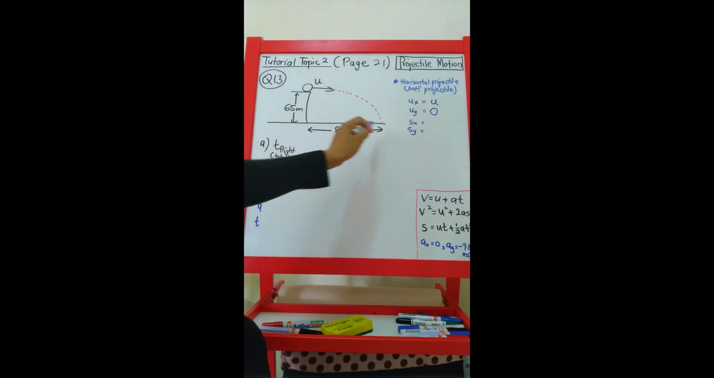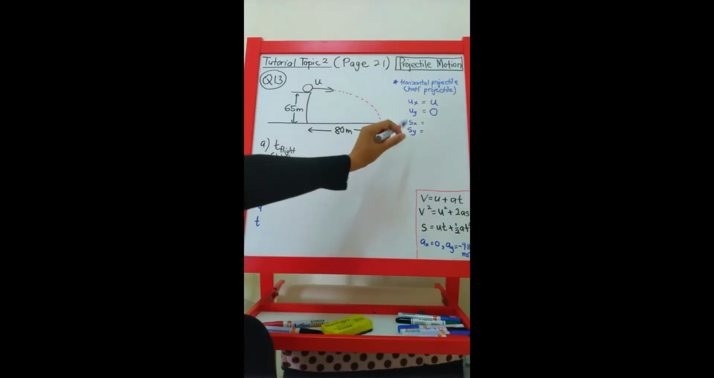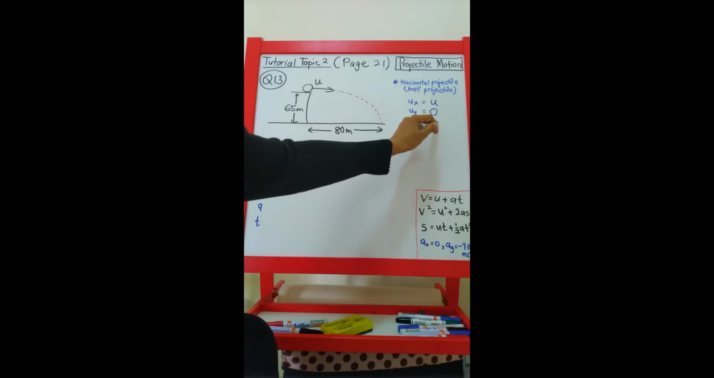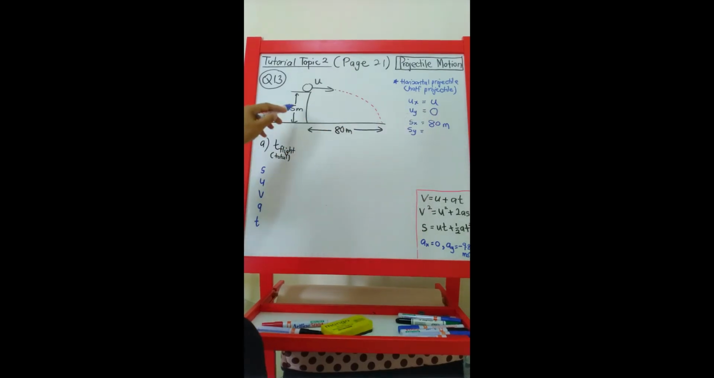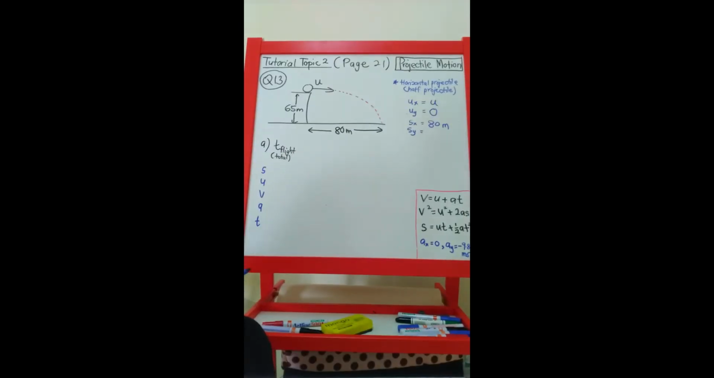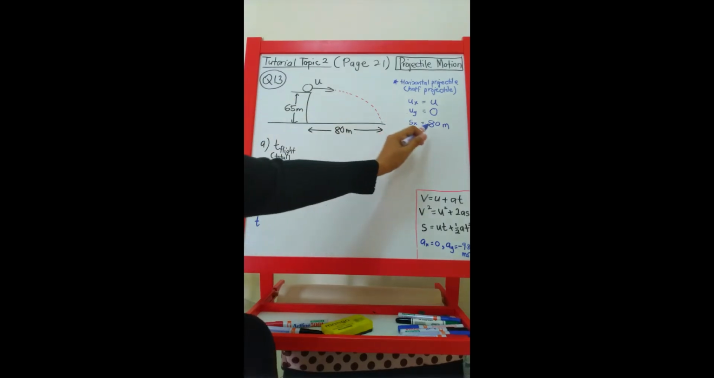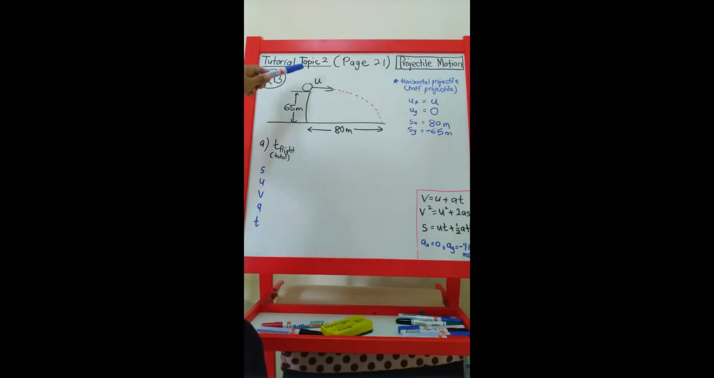And then 65 and 80. 80 is the horizontal distance, as X, therefore it is 80 meter. Sy is 65, but the value is negative. Why negative? If you compare the initial point and the final point, the final is below the initial. Therefore, the S here should be negative.